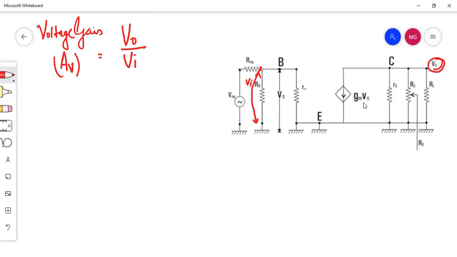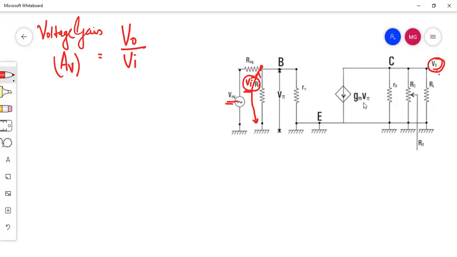So we have three voltages: the signal voltage, the input voltage, that is the voltage after the R sig, and one output voltage. This voltage is again taken with respect to this Vi, the voltage after the R signal, and Vout.